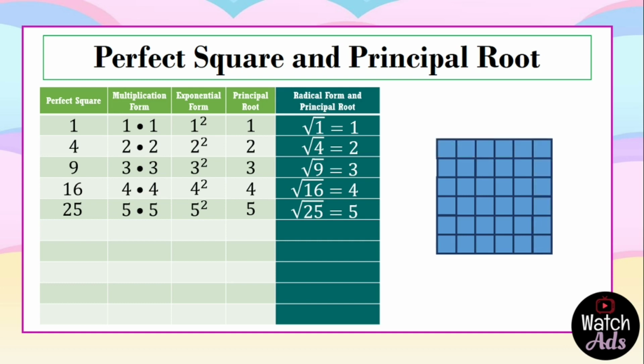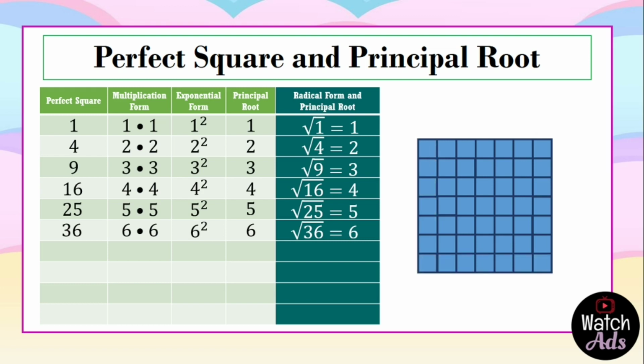Adding more squares, we have 6 units per side, and we have 36 small squares. Now 36 makes a perfect square. In multiplication form, 6 multiplied by 6, in exponential form is 6 squared. The principal root is 6. In radical form, the square root of 36 is equal to 6.